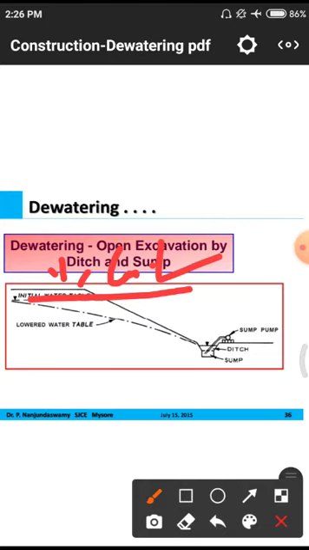Those waters will be cleared by using electrical motors and other pumps. It is the main phenomenon used in these ditches and sump methods to dewater. But in the case of the electro-osmosis method, we have a current passage into the particular soil strata. Due to that current, the water automatically evaporates.